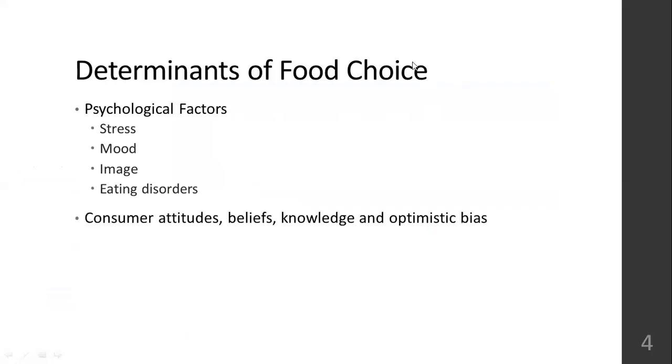Then the last determinant is your medical condition. Your medical condition may restrict you from having certain food, like diabetes, where you can't have high glycemic index food. Hypertension, you can't have high sodium food. Kidney conditions, you have to control your protein intake, and so on. So your medical conditions can also determine what food you can have and what you should not. So far, is it clear to all? Determinants of food choices.